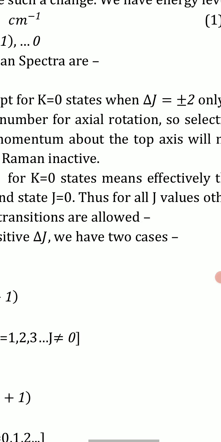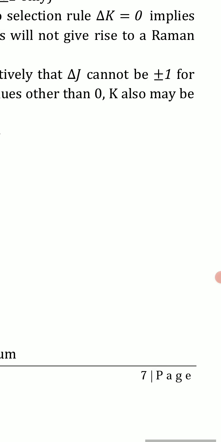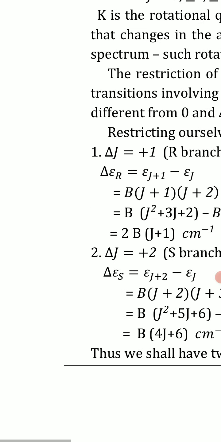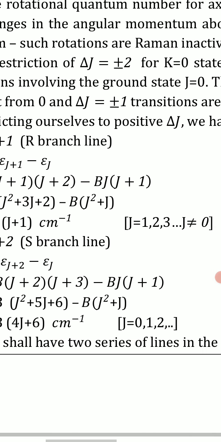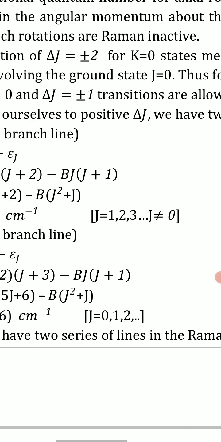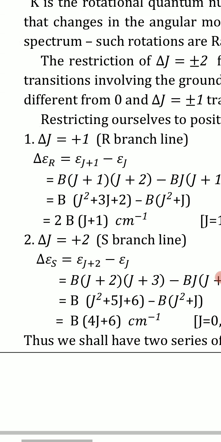The restriction of delta J equal to plus minus 2 for K equal to 0 states means effectively that delta J cannot be plus minus 1 for transitions involving the ground state J equal to 0. Thus, for all J values other than 0, K also may be different from 0 and delta J equal to plus minus 1 transitions are allowed.